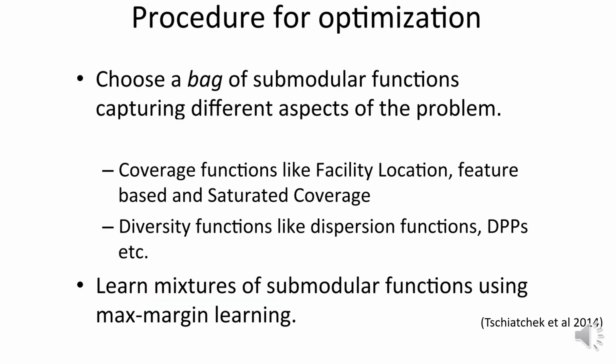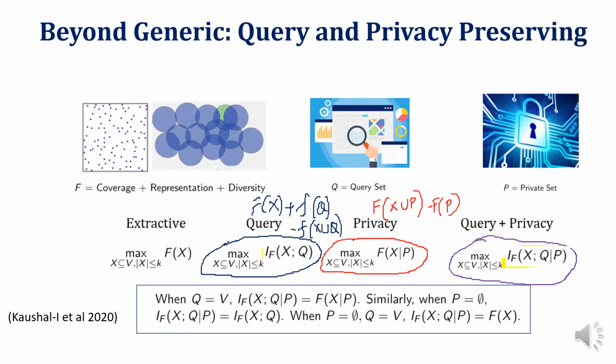The idea for optimization was that you have a bag of submodular functions capturing different aspects of the problem. These could be coverage function, facility location, or feature-based or saturated coverage-based functions, and also diversity functions. The idea is to learn mixtures of submodular functions using max margin learning. That's exactly where the surrogate losses based on the evaluation of V-ROUGE start playing a role. We present a generalization of the image summarization that is privacy preserving and also query sensitive.